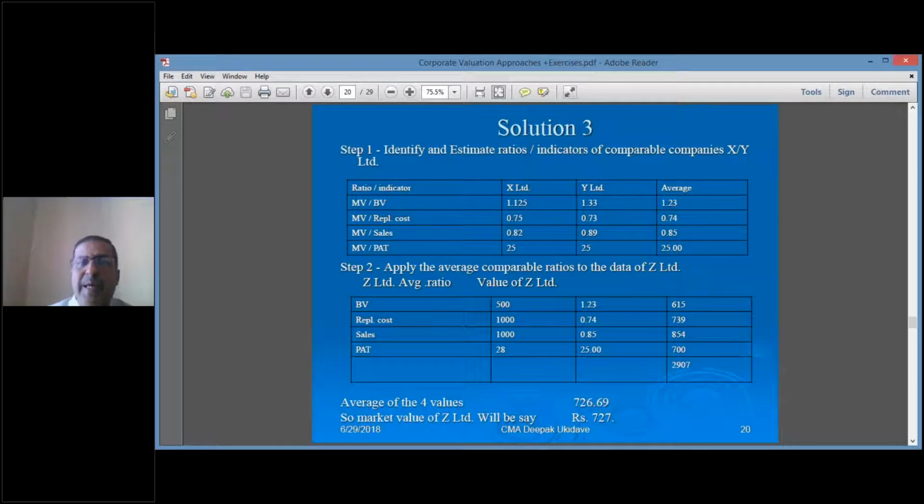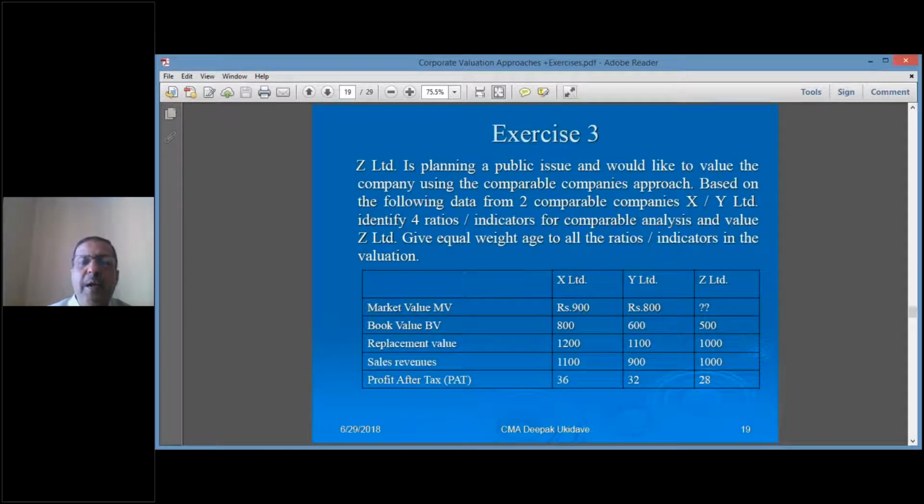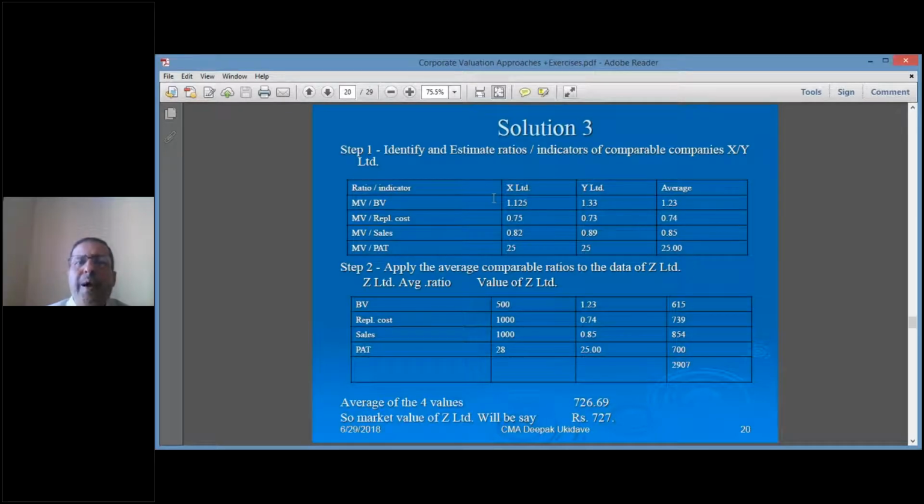So MV-BV ratio, we can see MV is 900 and BV is 800. So 900 upon 800 is 1.125. This is how the figure is.